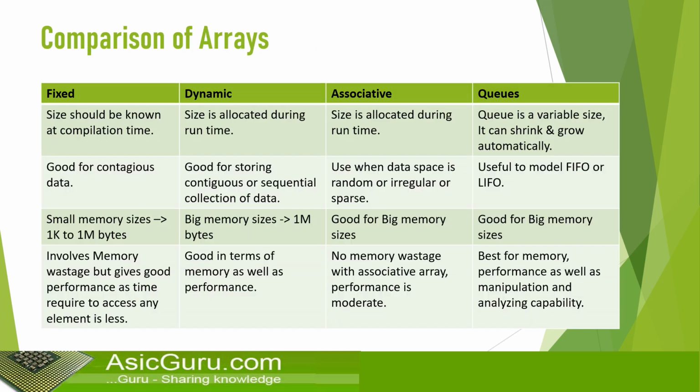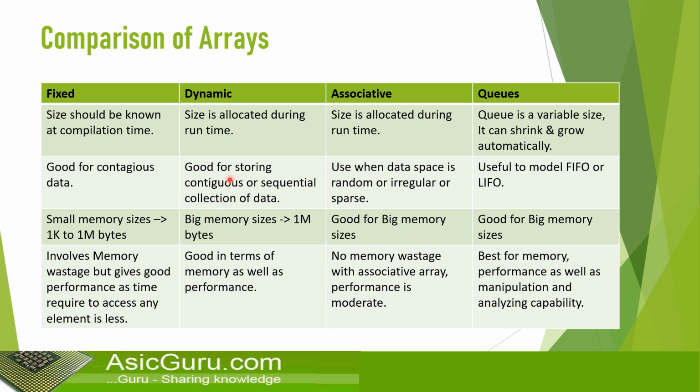So till now we have discussed all the four types of arrays available in SystemVerilog. Now let's compare each of them. First we have fixed arrays. Fixed arrays are those where the size must be known at compile time, and they're best suited for contiguous data and small memory sizes, typically ranging from 1 kilobyte to 1 megabyte. Fixed arrays cause memory wastage, but they offer fast access time since the index is directly mapped.